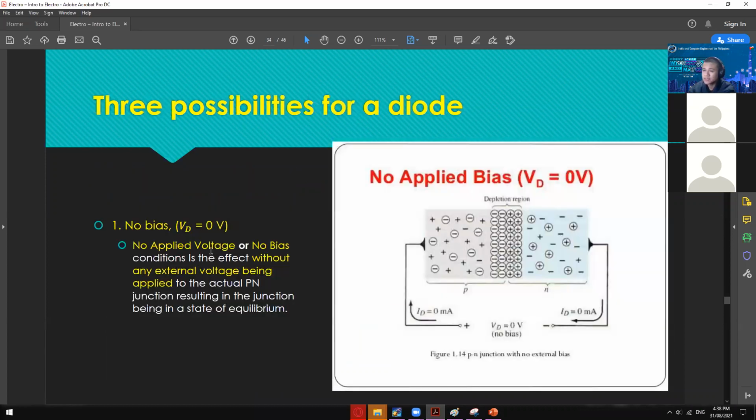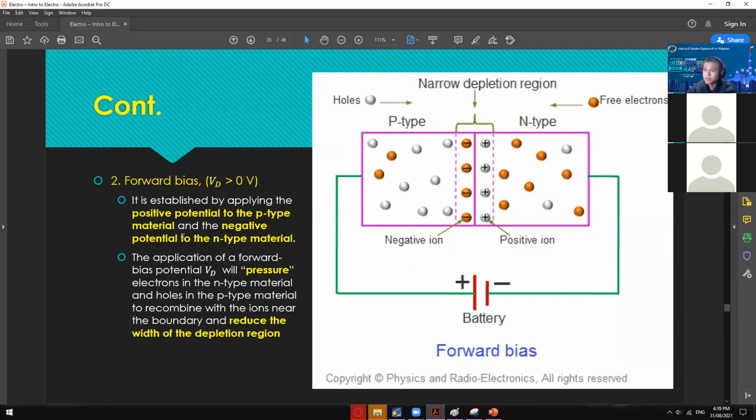Okay, so let's start with no bias first. So kapag open, okay, open circuit, so of course nothing's happening. So meron tayong mix of electrons and holes, but of course zero yung current natin since 0 volts yung in-apply natin mismo dito. And then second one is the forward bias.